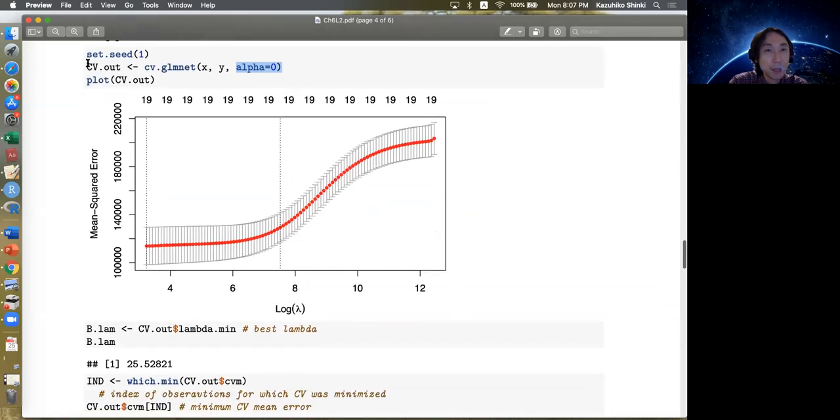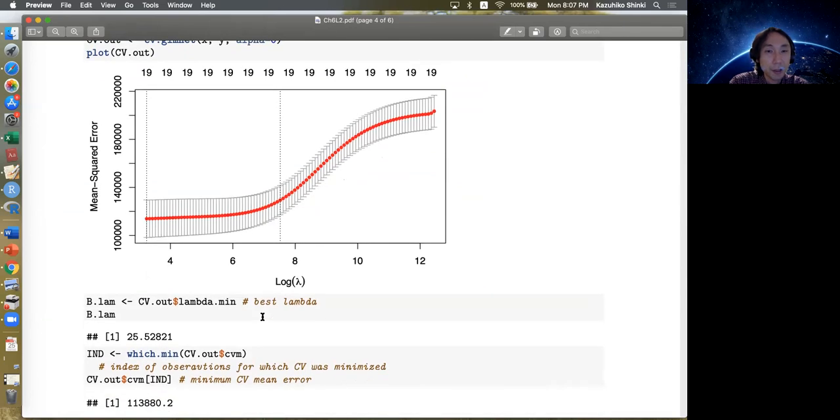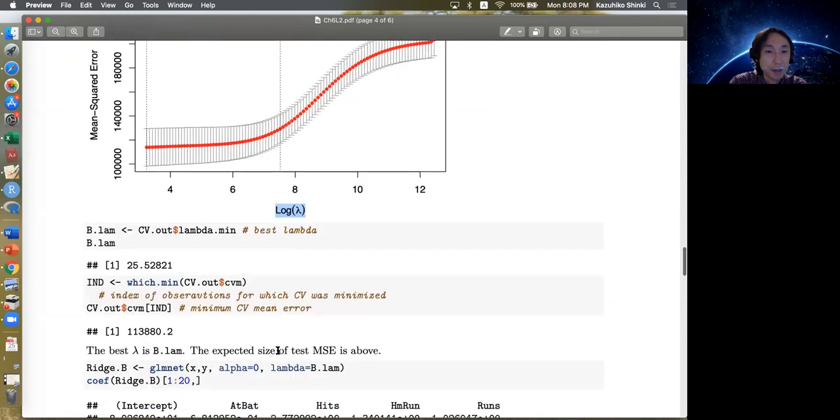And with cross validation, we get this. This is the log lambda, so the log of lambda value, and this is the mean square error. The mean square error always gets larger if lambda is large, because we have bias. When lambda is large, we penalize the model, so the model becomes simpler, but the training error gets larger. And that's natural.